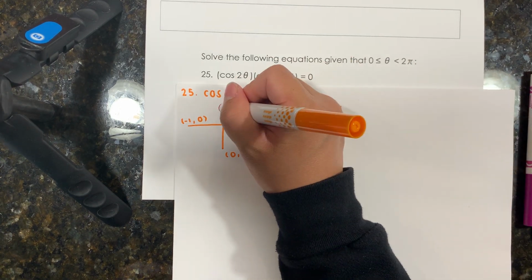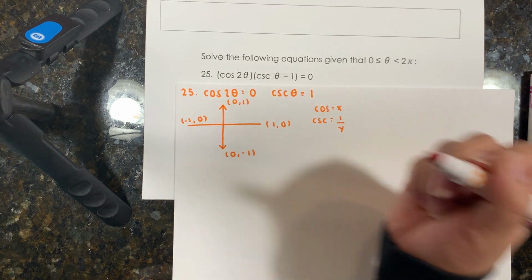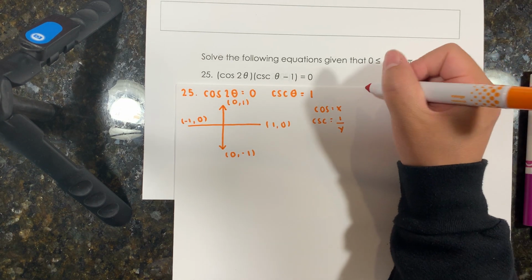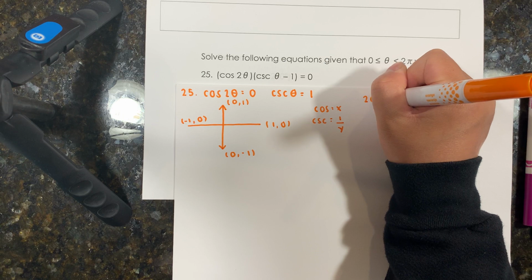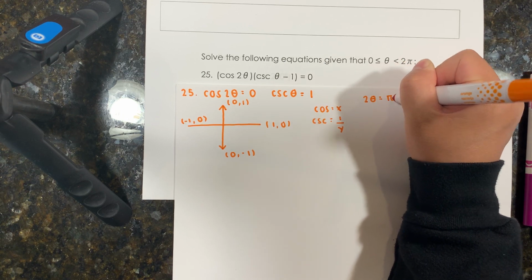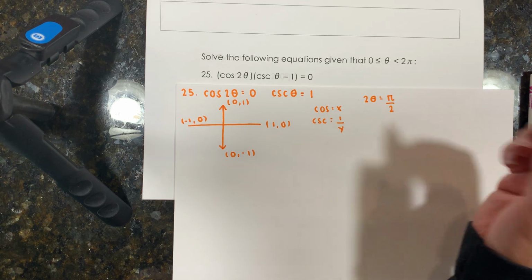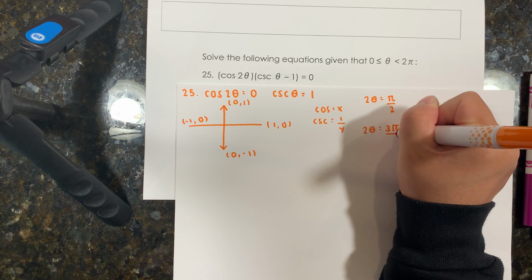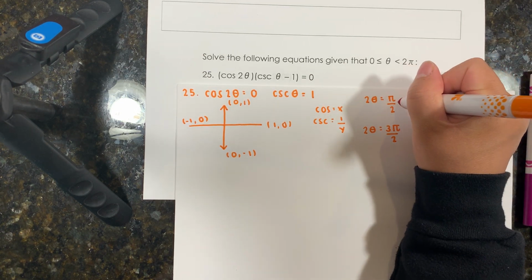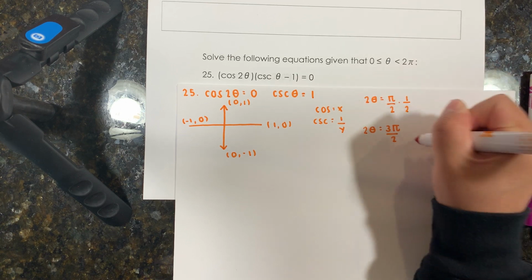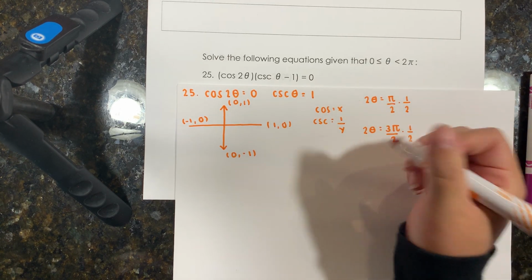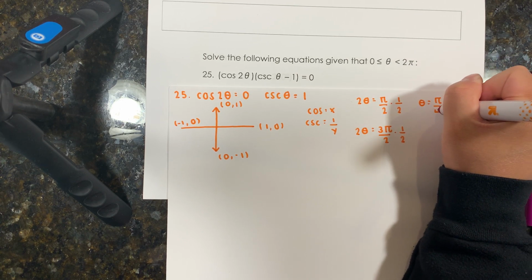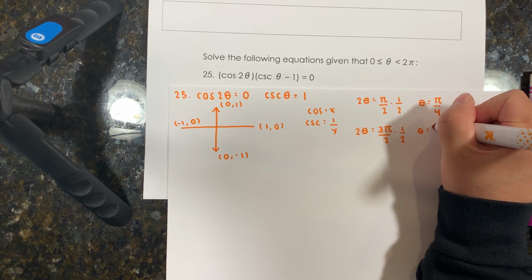Now, the x coordinate is equal to 0 at 90 and 270. So that means that my first answer is going to be 2 theta would be equal to pi over 2, because 180 divided by 2. And then 2 theta is going to be equal to 3 pi over 2. Now, if I divide both sides by 2, or multiply by 1/2, my first answer is going to be theta is equal to pi over 4. My second answer is going to be theta is equal to 3 pi over 4.